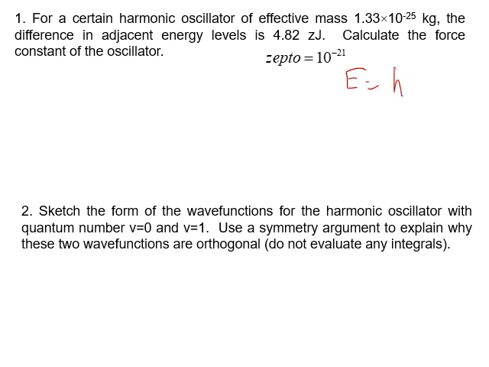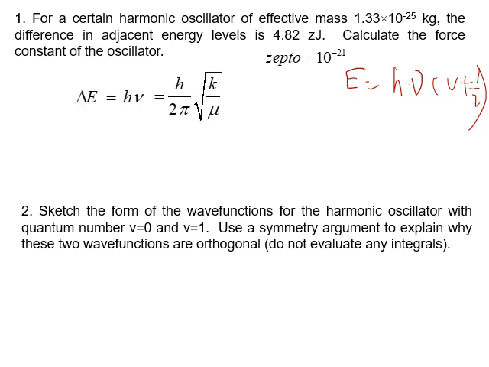are the Planck constant times nu, which is the natural frequency, times v plus half. That's the allowed energies. Using this equation, you can calculate the difference between adjacent energy levels to be h times nu. And nu is 1 over 2 pi square root k over mu. So we have the effective mass. This is given. We have the energy difference, so we can calculate k.